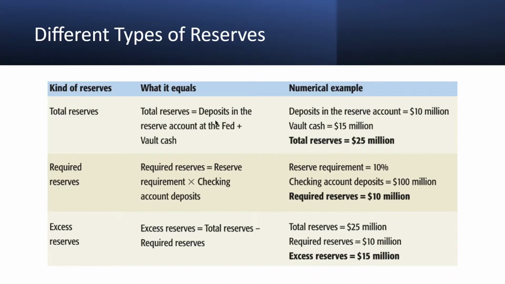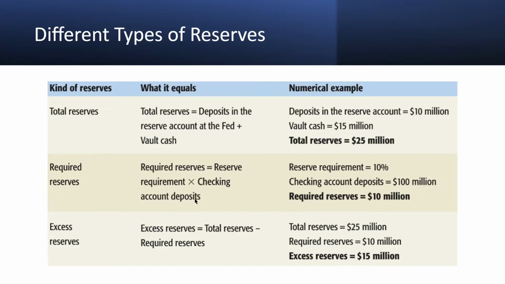Total reserves is the deposits that the bank has in their account with the Federal Reserve. And then it's also the cash that they have physically in their vault. So you just take the deposits in the reserve account, it's $10 million, along with their vault cash, $15 million. You just add the two together, and that's what their total reserve is. It's $25 million.